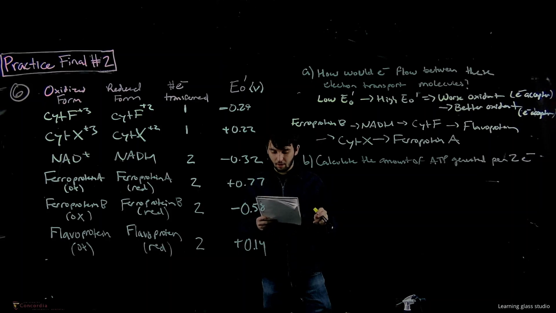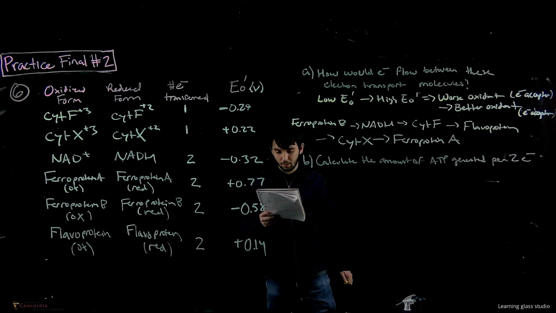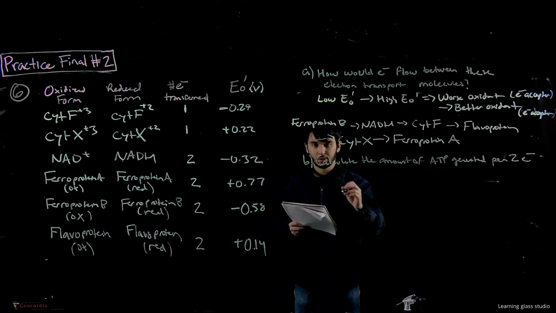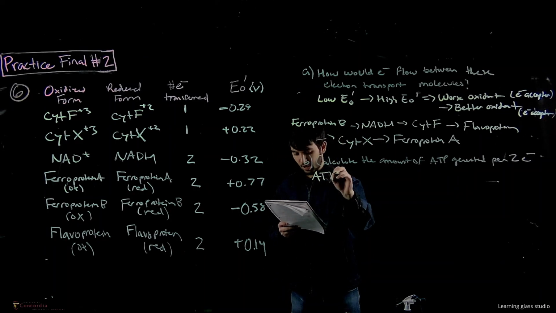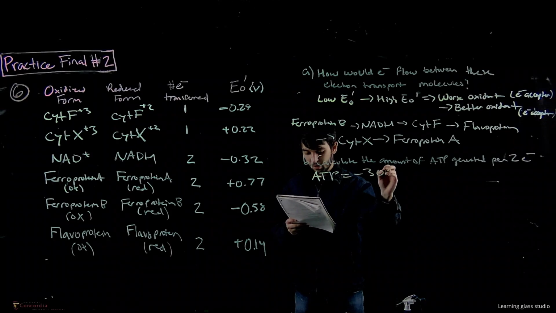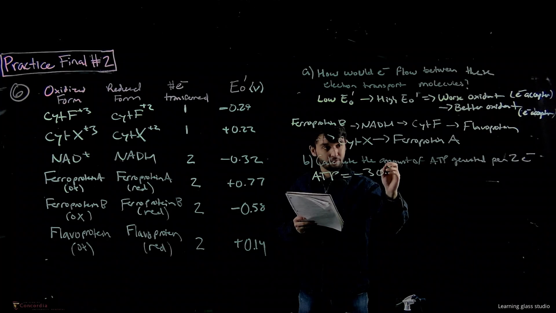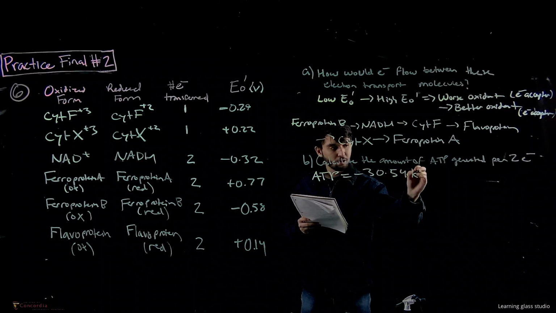So now we have to calculate the amount of ATP generated. So ATP generation, or ΔG for ATP, is equal to negative 30.54 kilojoules per mole.